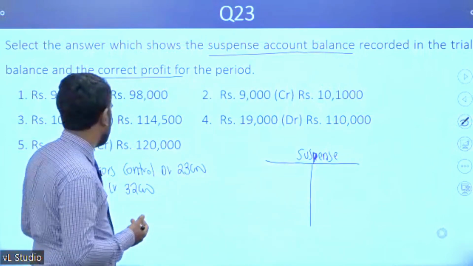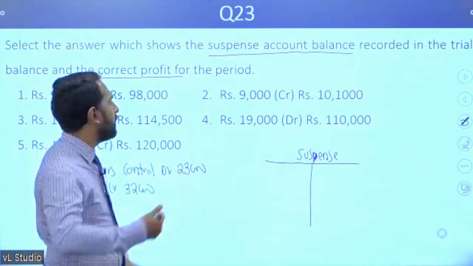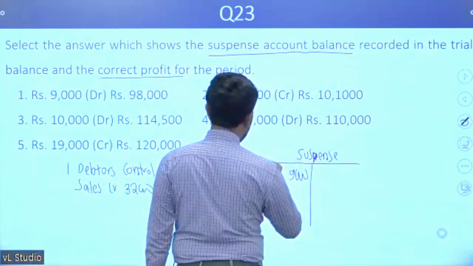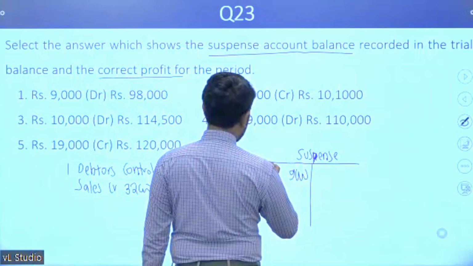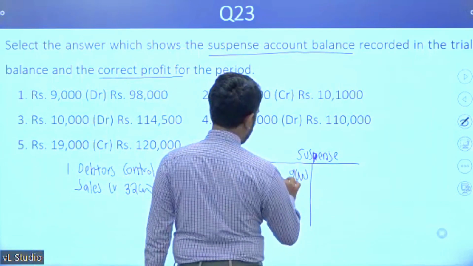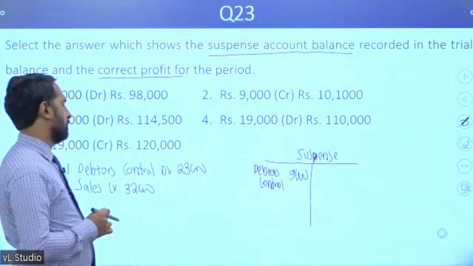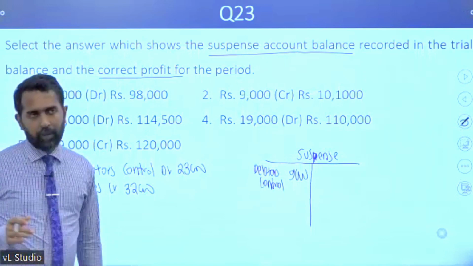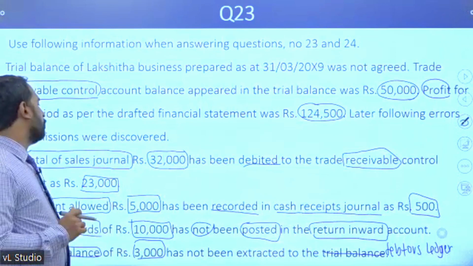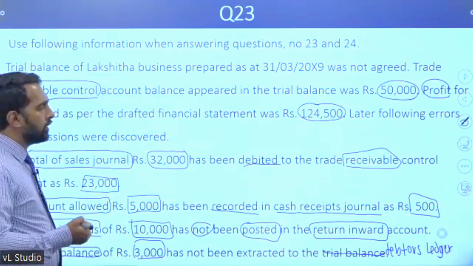Now in my suspense account, you can see the credit side is okay, but the debit side is lacking 9,000. So let me put 9,000 here on the debit side. So this is coming from the debtors control account. Yes, 9,000 is there. Right. We look at the other one. Next item: discount allowed rupees 5,000 has been recorded in the cash received journal as 500.